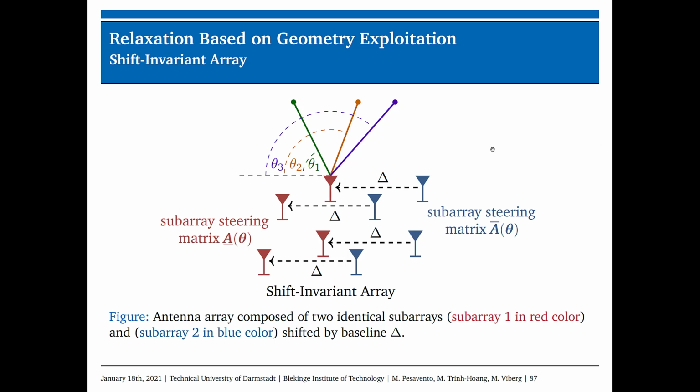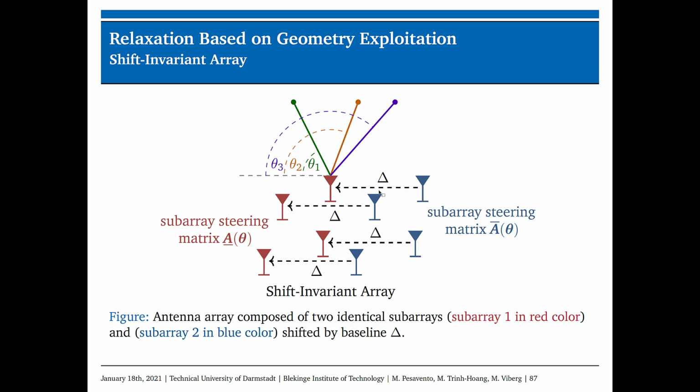So we will first consider the popular ESPRIT algorithm. ESPRIT stands for estimation of signal parameters via rotational invariance. And ESPRIT is applicable in the case of shift invariant arrays. So these are arrays composed of 2 identical subarrays displaced by a baseline delta. And the situation is displayed over here.